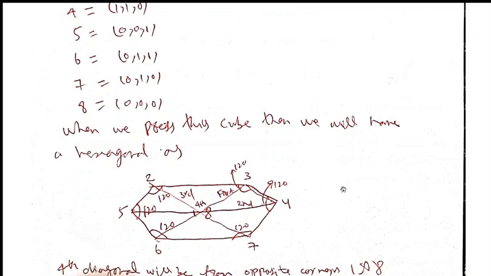Now here we have your 4 diagonals. From 1 and 8, one diagonal is this, 1 and 8, another is 4, 5, another is 2, 7, and another is 3, 6. Now for a hexagon, you know that this angle is 120. This angle is 120.